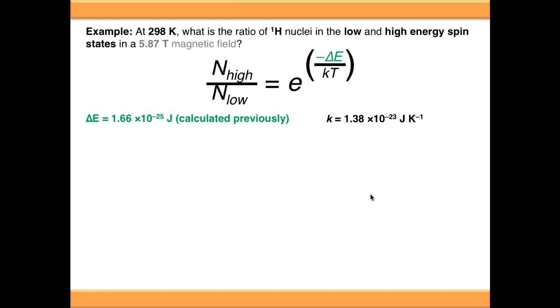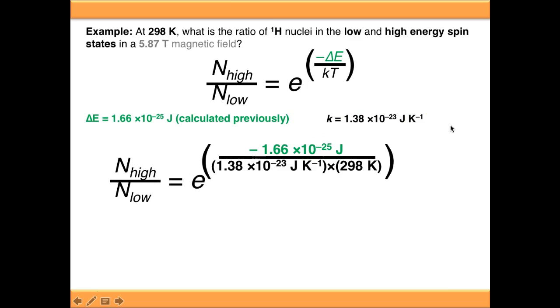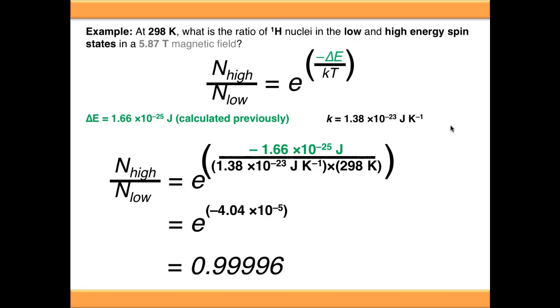So, as an example, at 298 K, which is roughly room temperature, what's the ratio of proton nuclei in the low and high energy spin states in a 5.87 Tesla magnetic field? Well, we calculated delta E previously, and by feeding in the rest of the information that we have here, we come up with this equation here, which gives us e to the power minus 4.04 times 10 to the minus 5, which is equal to 0.99996.